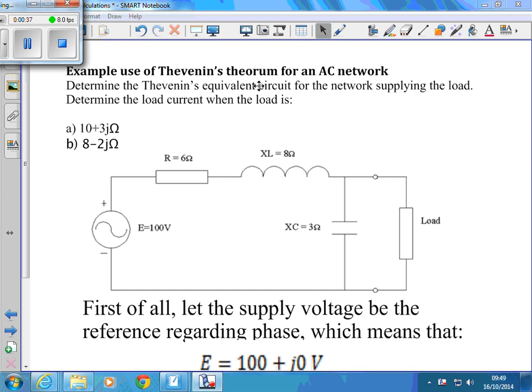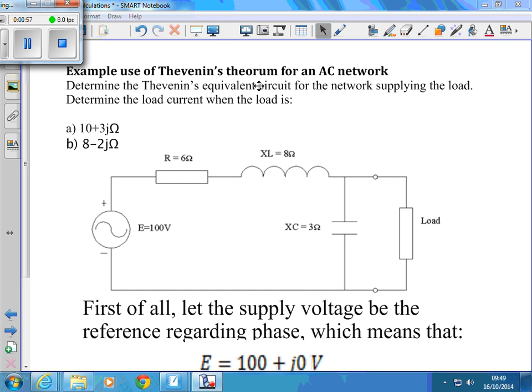So what we're asking here, and we'll go through and check this out for the first load, and then I can leave you to do the 8 minus 2J at your leisure. We've got a circuit here that's got a resistor, inductor and a capacitor in series, and then a load is connected across the capacitor.